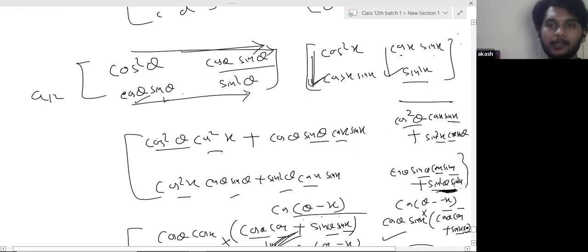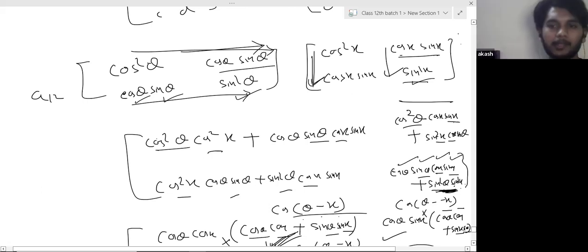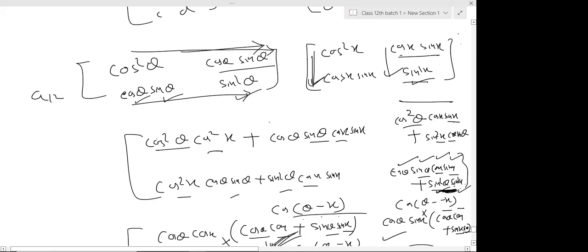We have cos theta sin theta cosec sin x plus sin square theta into sin square x. So I think no, it is right. Cos theta sin theta cosec sin x plus sin square theta sin square x. But how did you take common cos theta sin square theta?